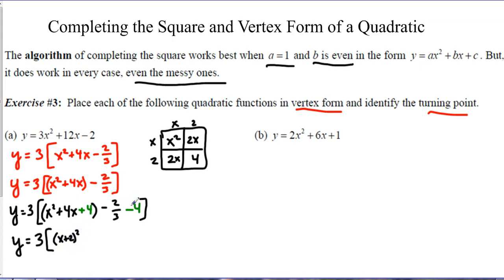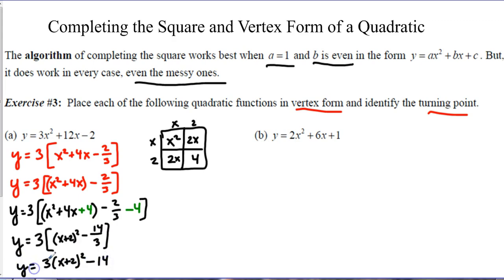You add these, so let me just think about that. I want to get these in thirds. Negative 4 is negative 12/3. I'm going to add that to negative 2/3, so that comes out negative 14/3. All right, and I'm just going to distribute the 3 to this term. That's going to give me 3 times x plus 2 squared. And when I distribute 3 times negative 14/3, I just get the integer negative 14.